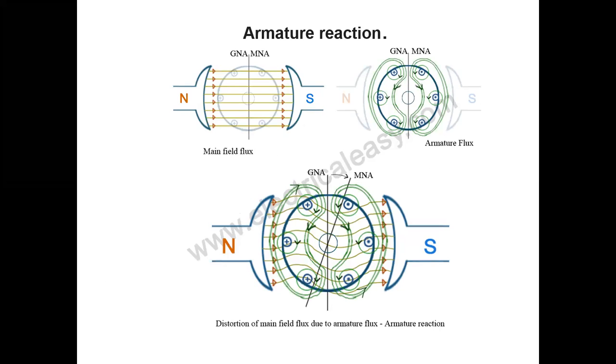When there is a load, armature flux rotates. In this diagram, you can see armature flux rotates. At that moment, what happens? The MNA is shifted from the GNA by some angle, this angle. That is the effect of armature flux: to shift the MNA away from the GNA. From the GNA to the MNA, the angle is theta.